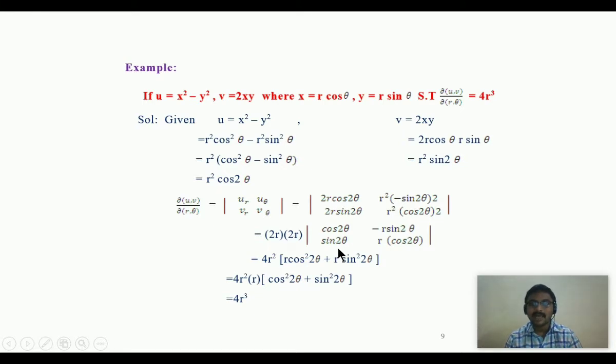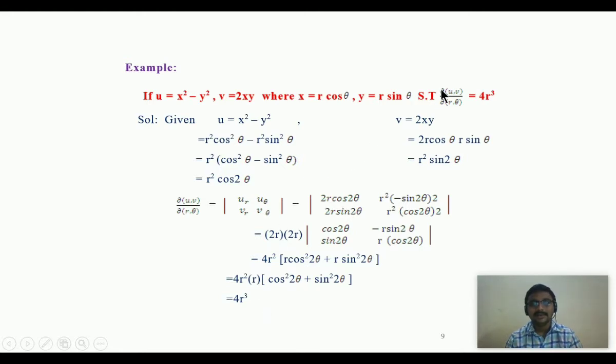But the formula has AD minus BC, so minus into minus is plus. So thus we will have r cos square 2 theta plus r sin square 2 theta. Taking r as common, already we have 4r square. 4r square into r is 4r cube. But cos square 2 theta plus sin square 2 theta value is 1. So it is the required value of dou of (u, v) by dou of (r, theta).